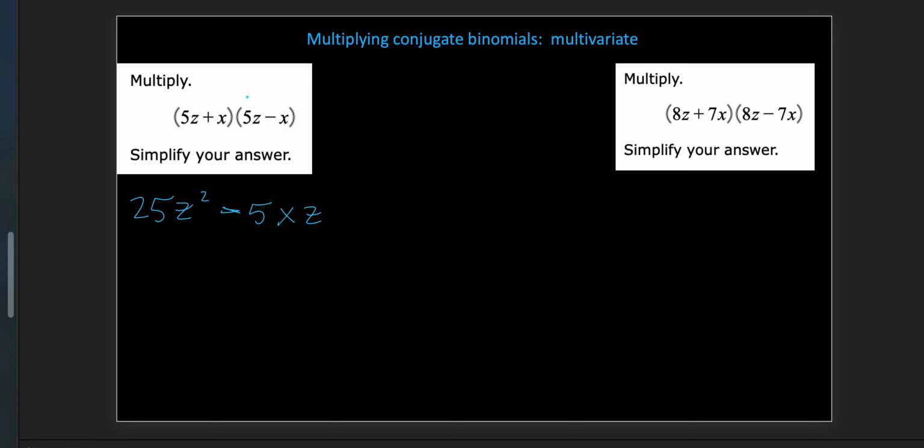In the middle positions, multiply those, you'll get plus 5xz. And then the last positions is x times negative x. So positive times a negative is a negative, and this will be x squared. Now you look at what you have. There's negative 5xz plus 5xz, that's 0. So those disappear or just kind of cancel out. So 25z squared minus x squared.